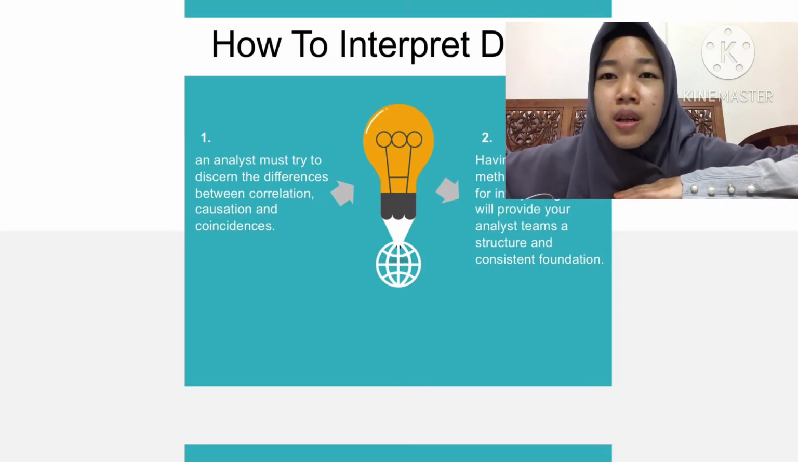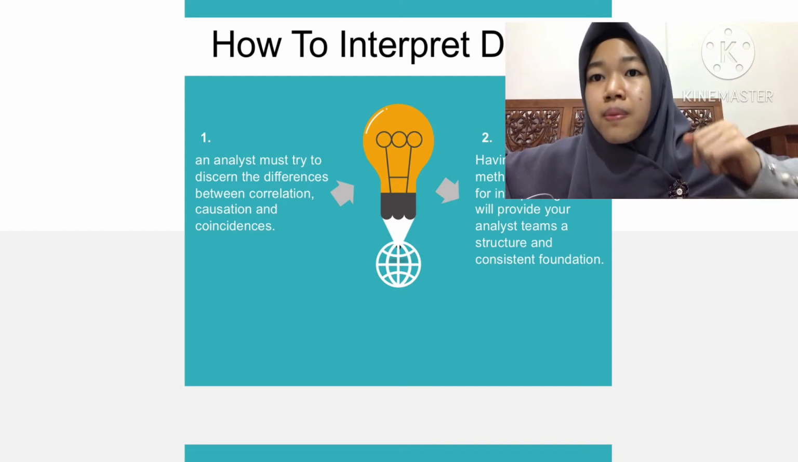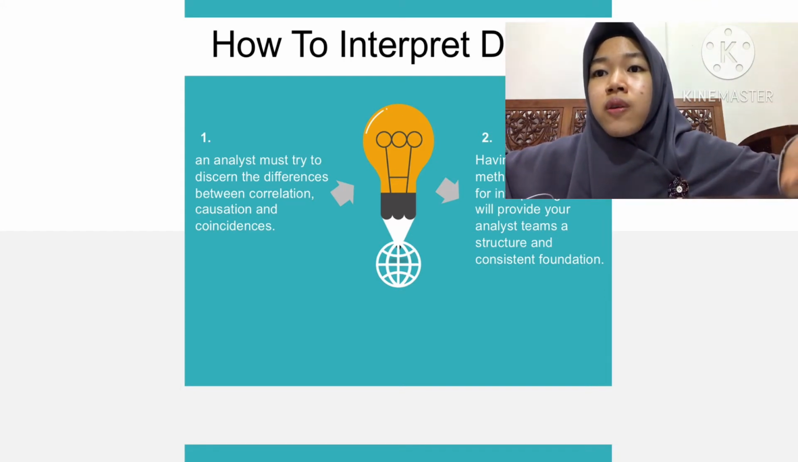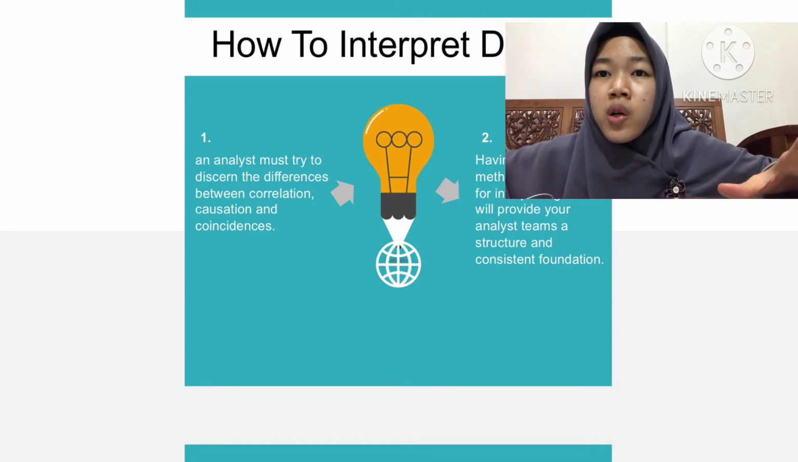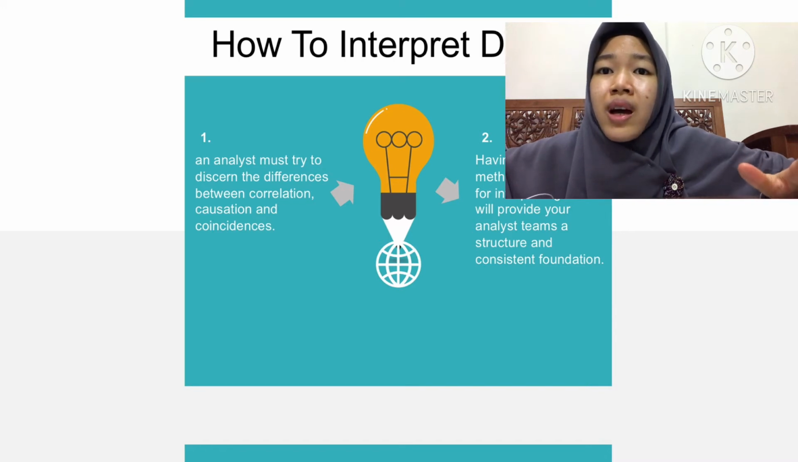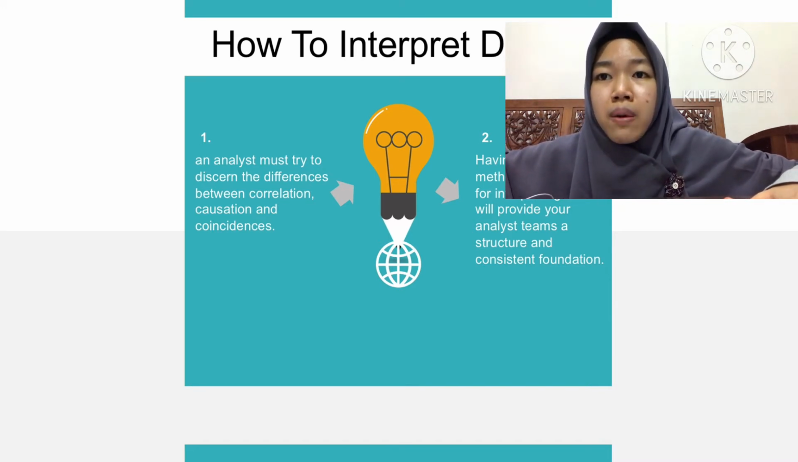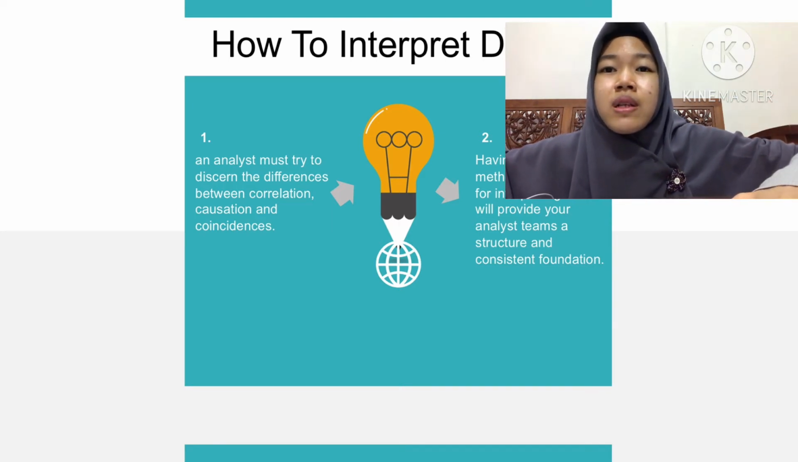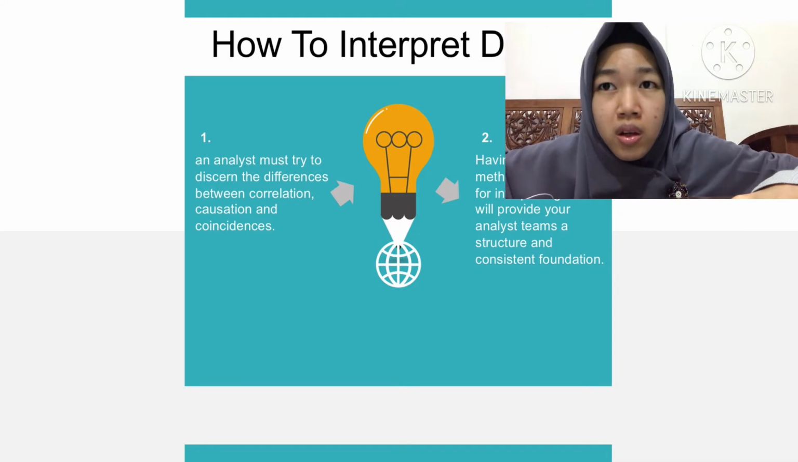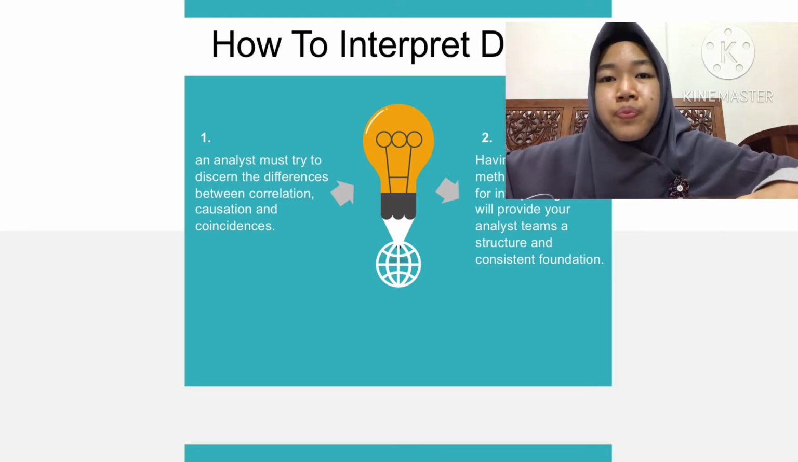When interpreting the data, an analyst must try to discern the differences between correlation, causation, and coincidences, as well as many others, but also has to consider all the factors involved that may have led to a result. There are various data interpretation methods one can use.